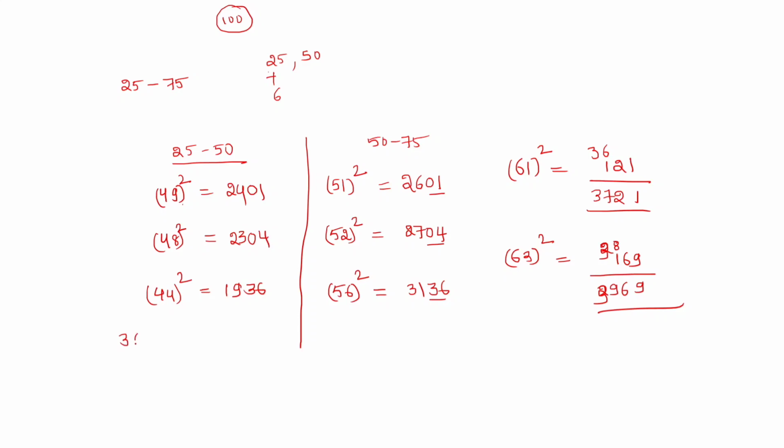Similarly, if I want to find out 36 square, the difference between 50 and 36 is 14. I can write 14 square, 196 here. Then I have to subtract that 14 from 25. 25 minus 14 will be 11. So I'll write 11 above the hundreds place. Understood? 1296.